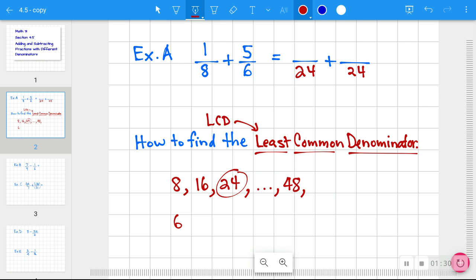Now it's pretty easy to do that. 8 times 3 would give 24, so we'll multiply top and bottom by 3. And 6 times 4 is 24, so here we multiply by 4, top and bottom. That'll take us down here to 3 over 24 and 20 over 24. And so we have 23 over 24 as our final answer.